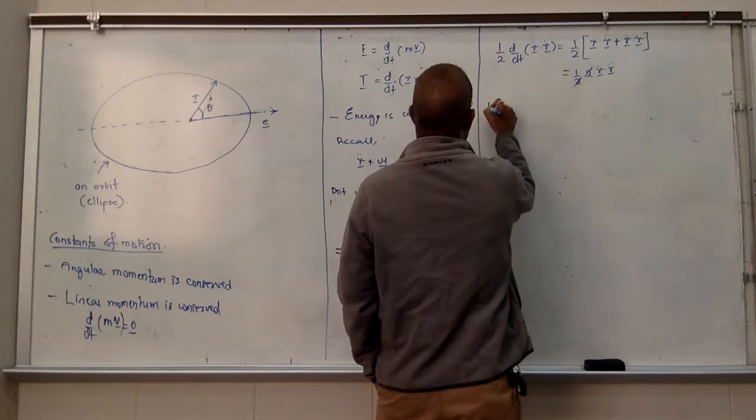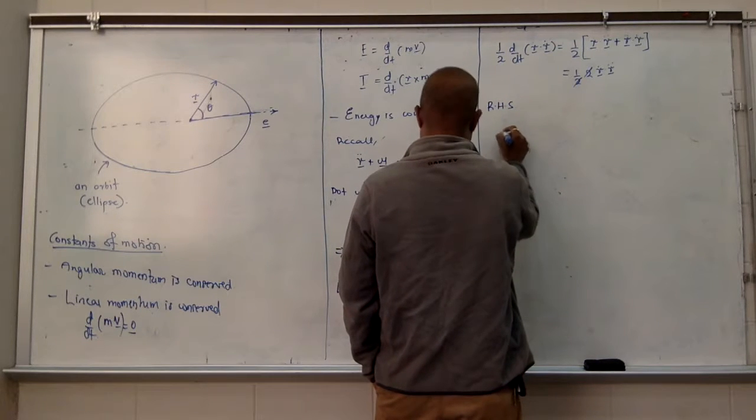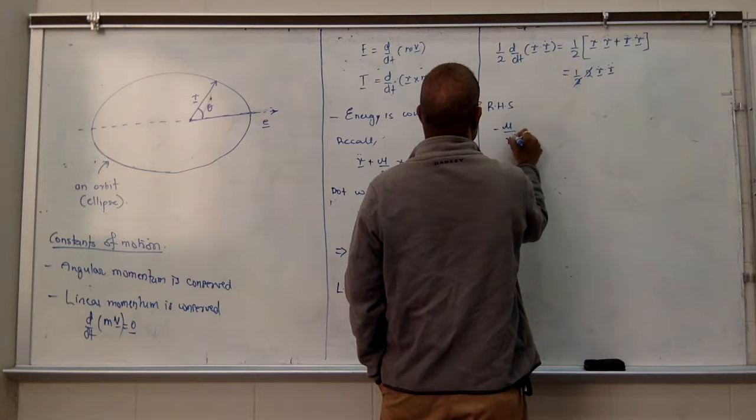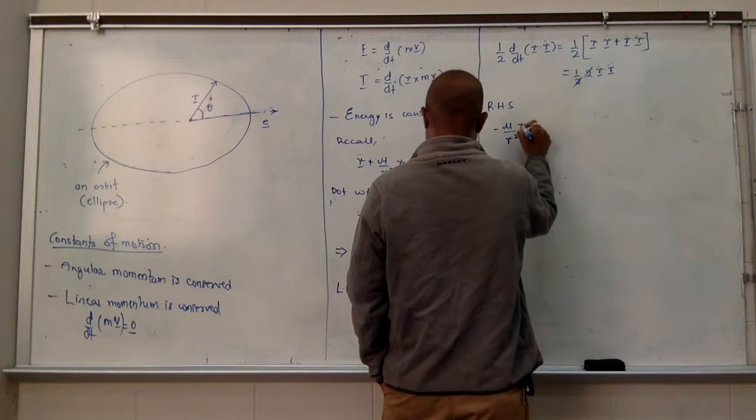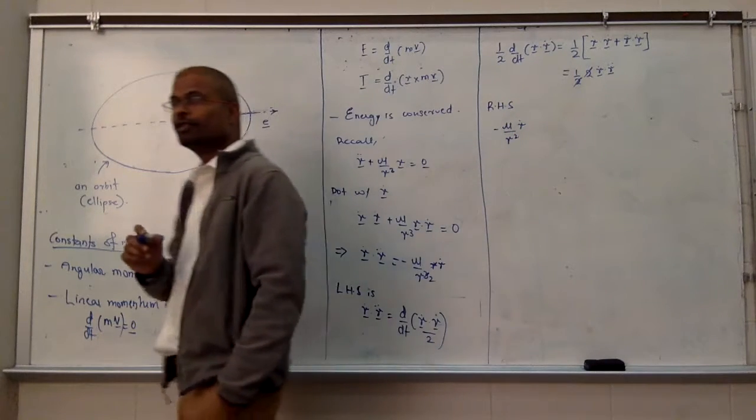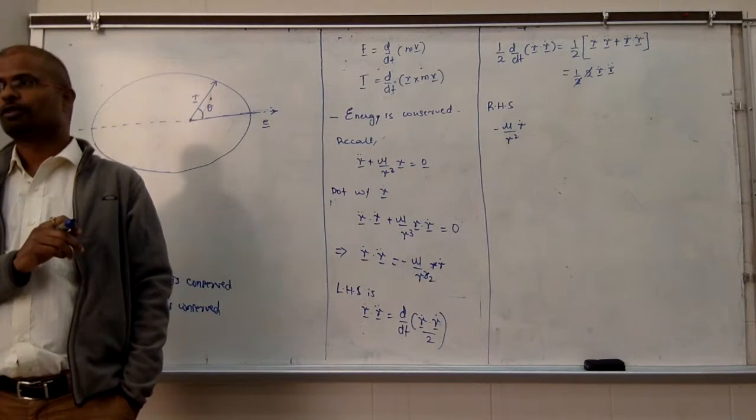Now the right hand side is minus mu divided by R square. Any doubts? Nia, you're okay?